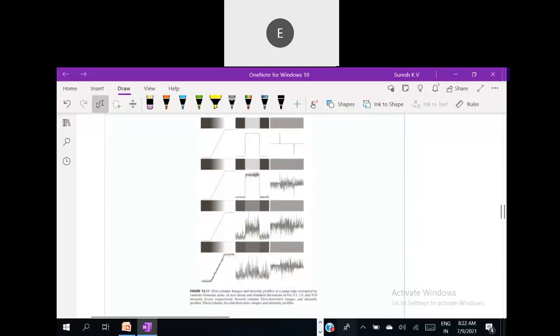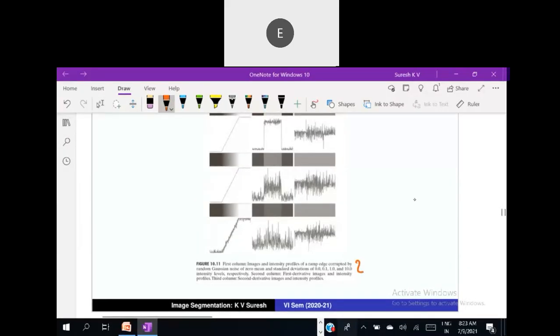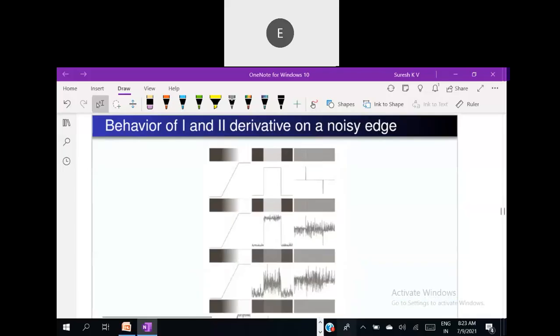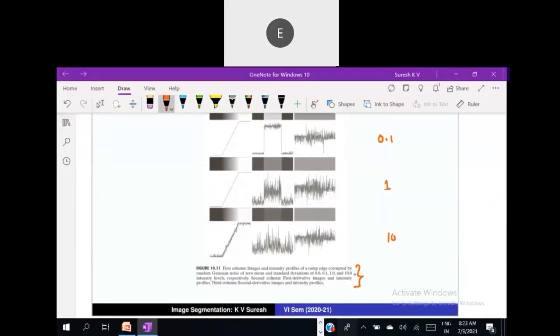Now, what you see here is, I think the legend has to be read first to understand it. So just read this. The first column are the images and intensity profiles of a ramp edge corrupted by random Gaussian noise of 0 mean and standard deviation of 0, 0.1, 1 and 10. That means here the noise standard deviation is 0. In this case, it is 0.1. In the next case, it is 1. And in the next case, it is 10.